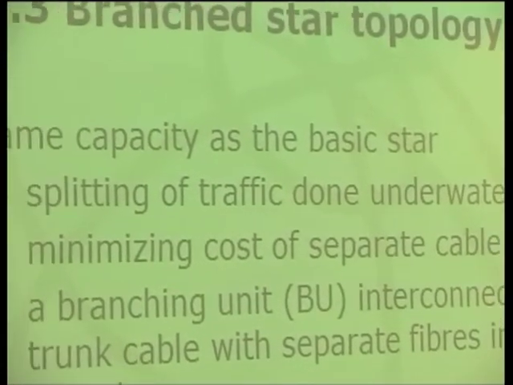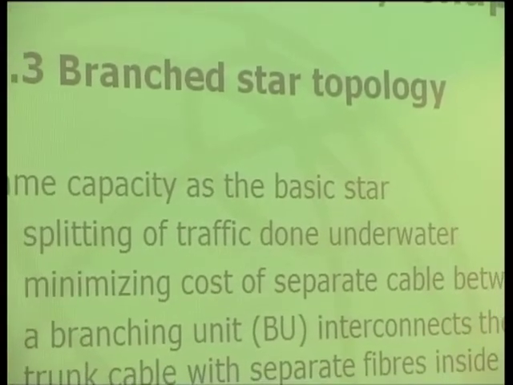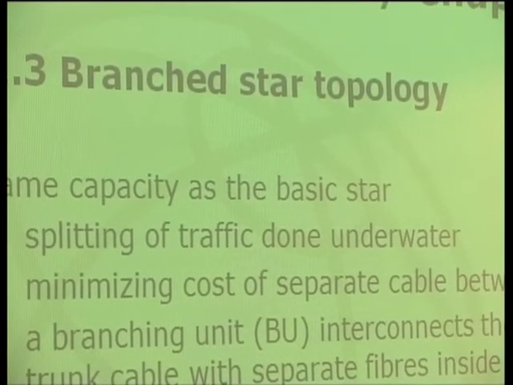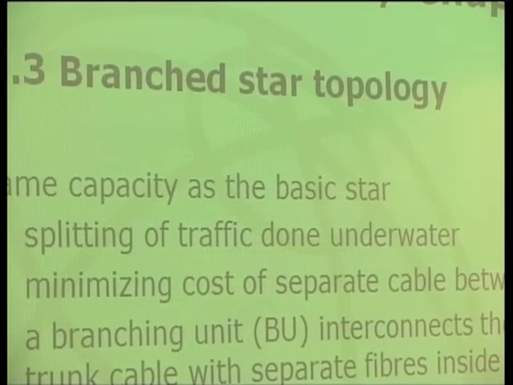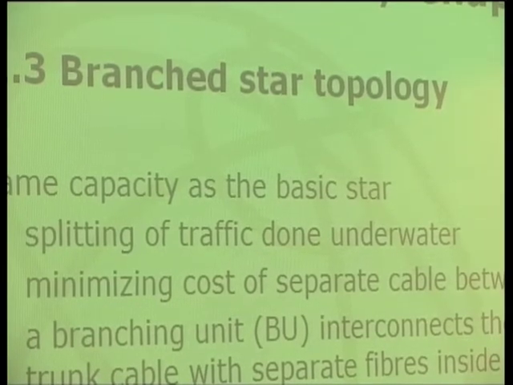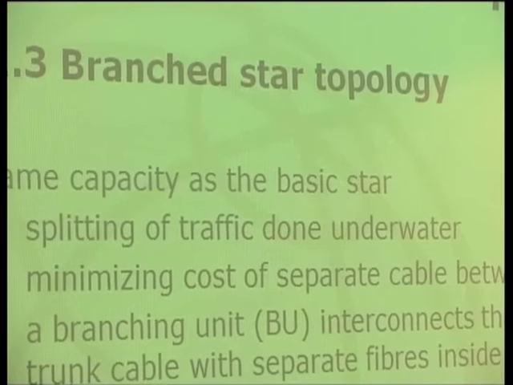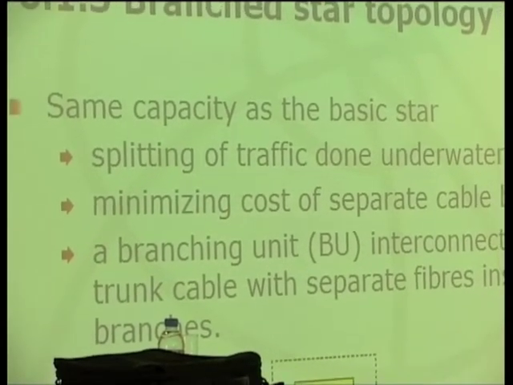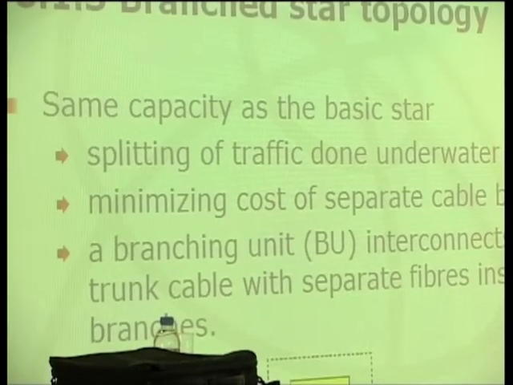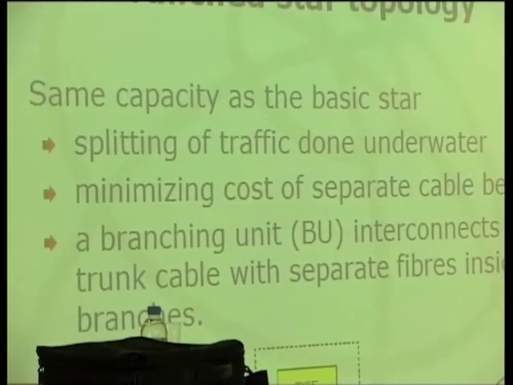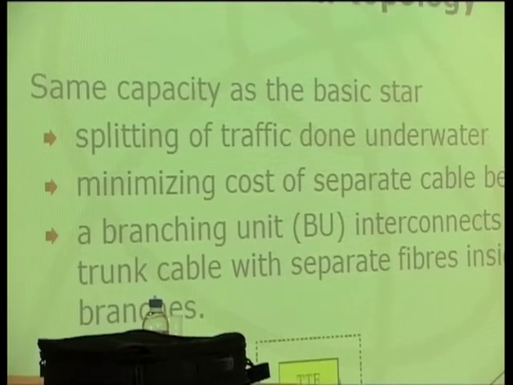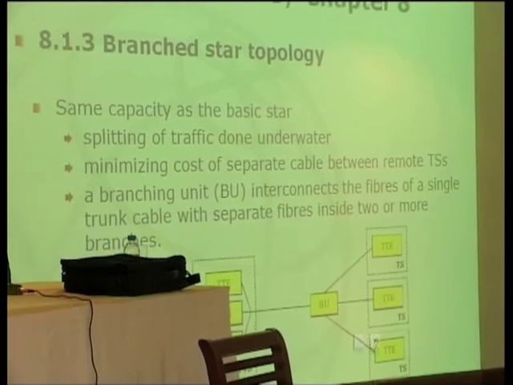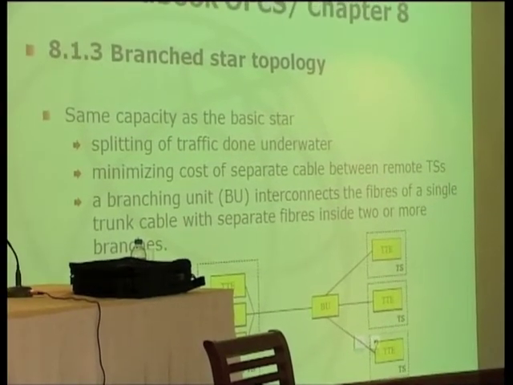For example, coming from United States to Europe, you can have a branching unit somewhere near the shores of Europe, and we have one branch going to England, the other one going to Spain. Of course, it requires a branching unit which must be reliable to avoid the water penetration.